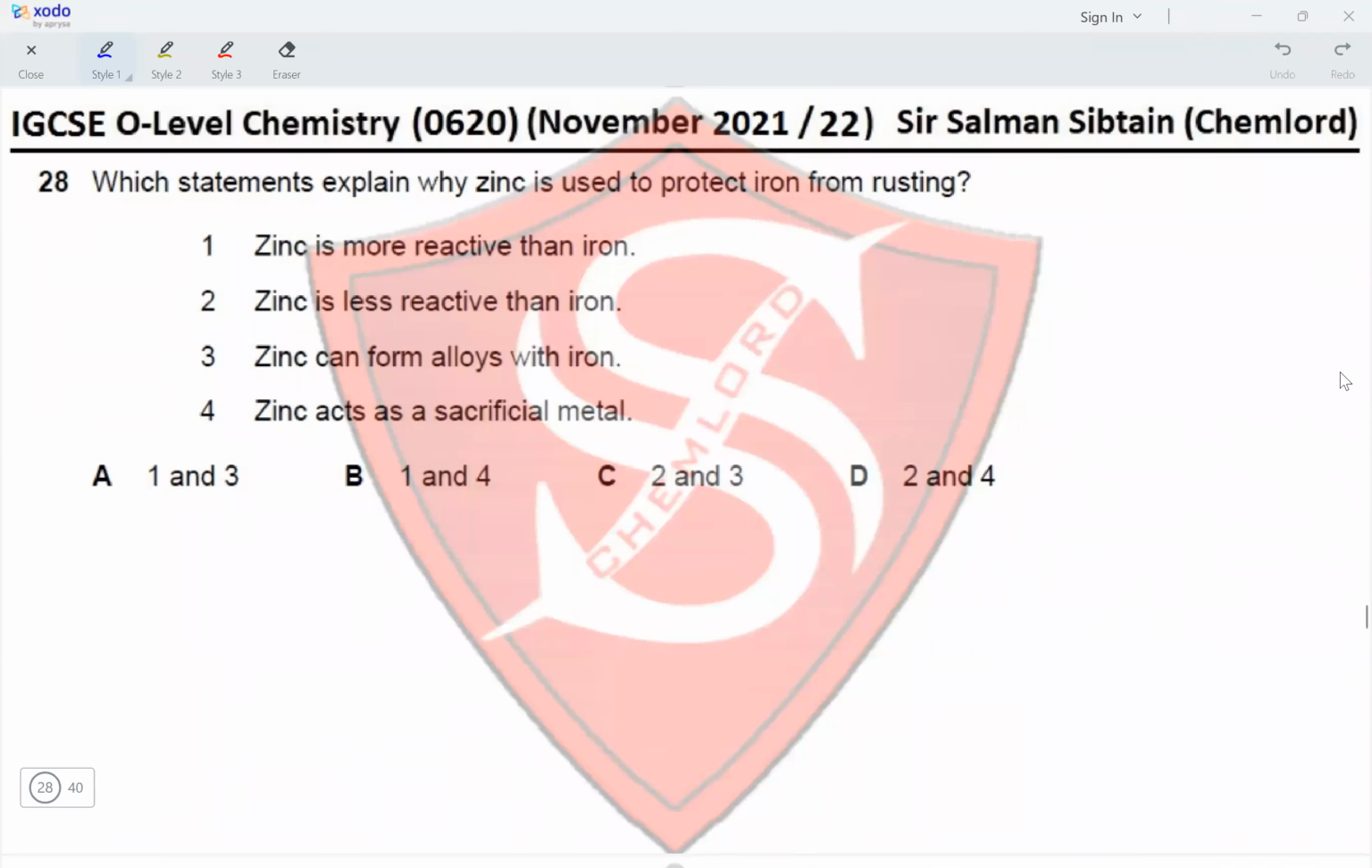Question 28. Which statement explains why zinc is used to protect iron from rusting? Zinc is more reactive than iron? Yes, zinc is above iron in the reactivity series. Zinc is less reactive than iron? No. Zinc can form alloys with iron? No. Zinc acts as a sacrificial metal. Yes. When zinc is coated onto iron, this is what is known as sacrificial protection. Zinc, being more reactive, will react with water and oxygen and protect iron from rusting. So since statements 1 and 4 are correct, option B is the correct option for this question.